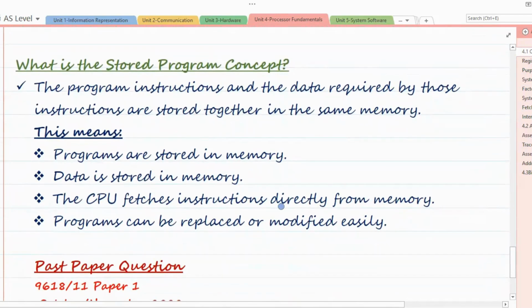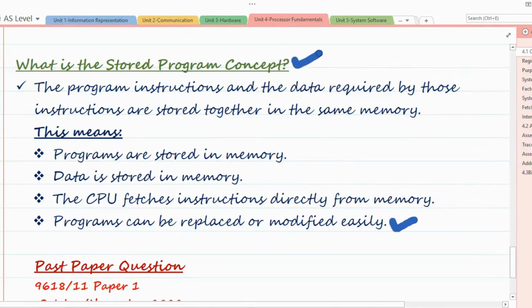Now, what is the stored program concept? Sometimes they do ask questions on this as well. You need to understand that the program instructions and the data required by those instructions are stored together in the same memory. That is called the stored program concept. This means programs are stored in memory, data is also stored in memory, the CPU fetches instructions directly from memory, and programs can be replaced or modified easily.